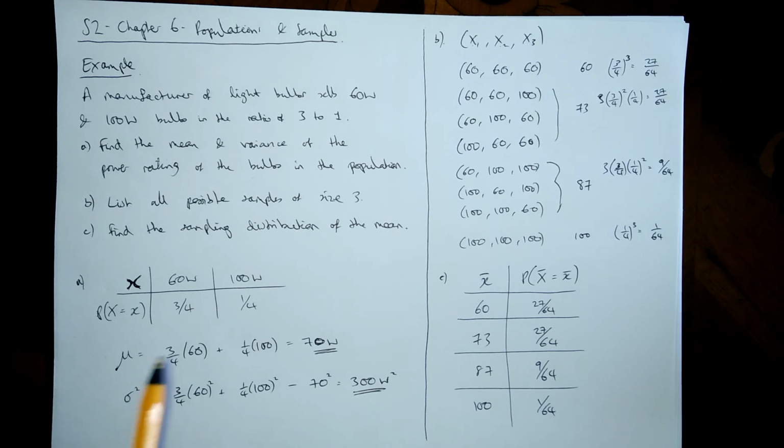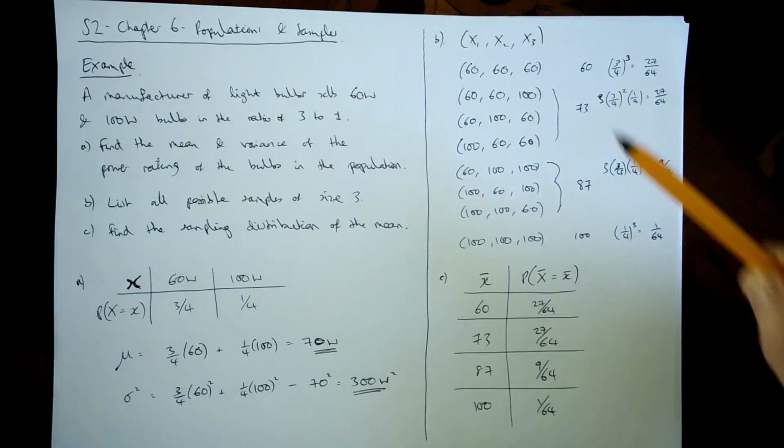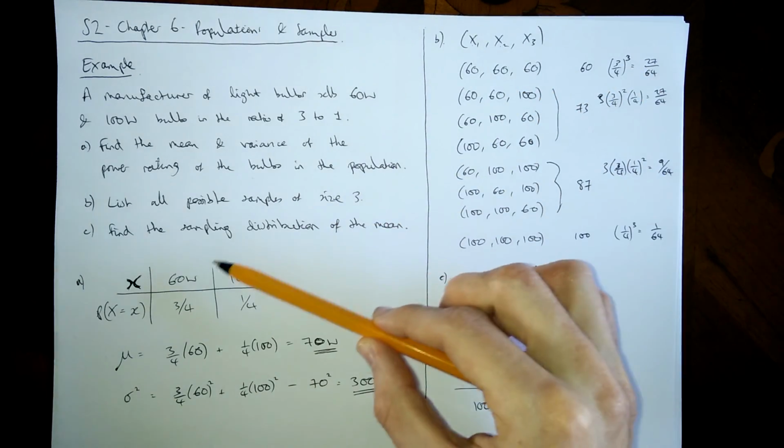Hope that makes sense. The big place people make mistakes is just here, where they write down things like 1/8, 3/8, 3/8, and 1/8 rather than looking at the actual probabilities in the question.